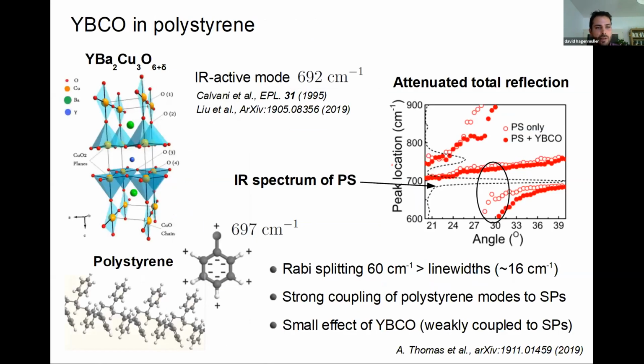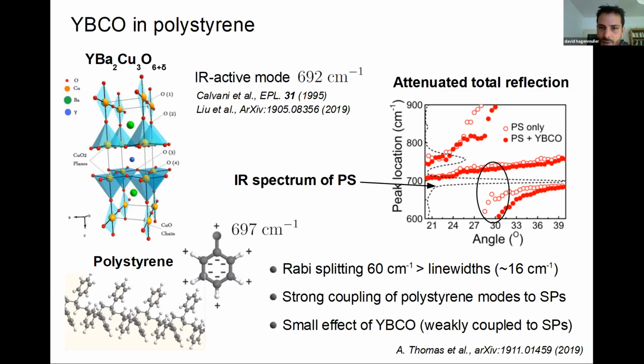And next, they investigated another very different superconductor, YBCO, which is an unconventional high-Tc superconductor. In this compound, there is an infrared-active mode, which corresponds to the vibration of the apical oxygen atoms. So this is exactly the mode which was targeted in Cavalleri's experiment. This mode is somehow expected to be involved in superconductivity in this compound. And they were able to use another mode of polystyrene at lower frequency, which is again quasi-resonant with the mode of YBCO.